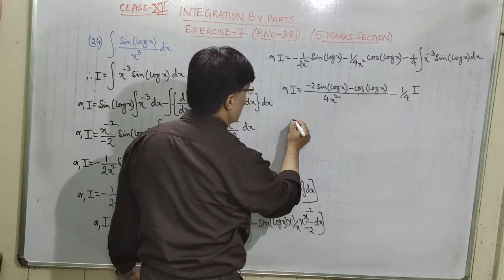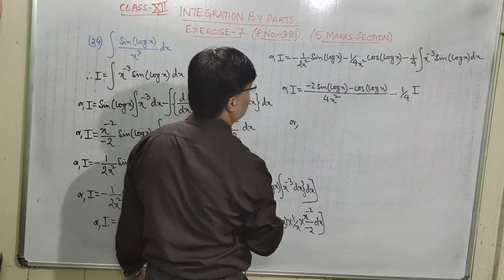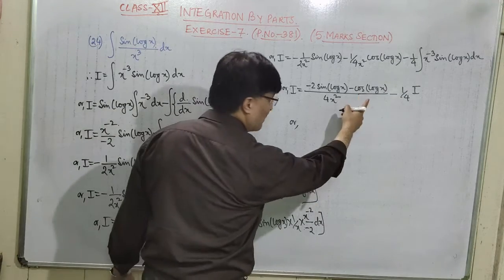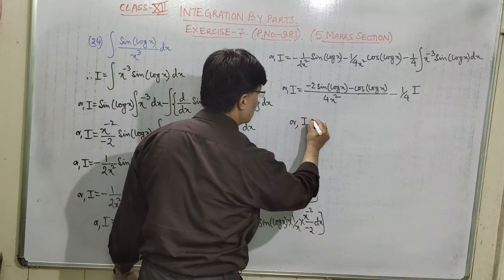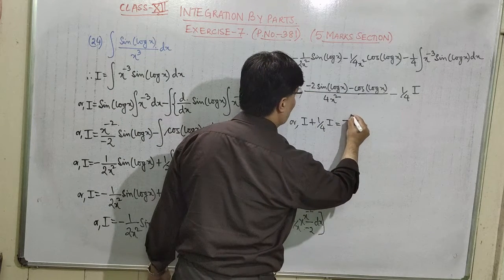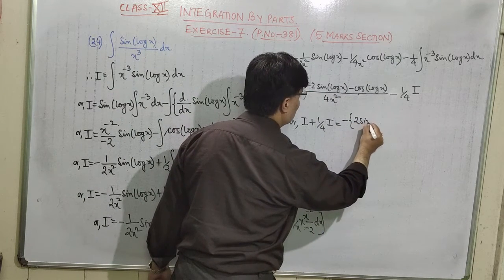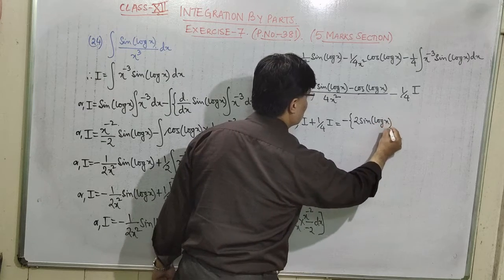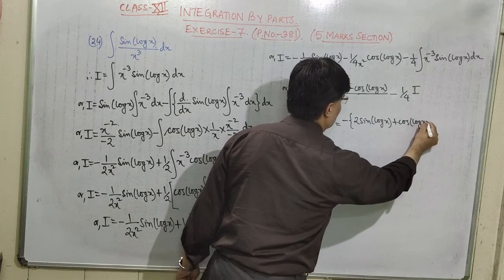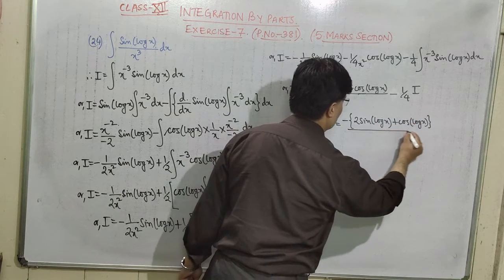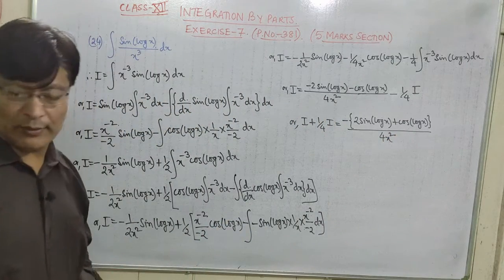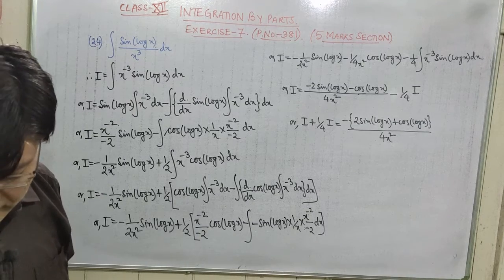Okay. So now next, what will you do? This minus 1/4 I is taken to the left hand side. So I plus 1/4 I is equal to, your minus is taken common. So within second bracket we have 2 sine of log x, minus to minus plus, this is cos of log x. This whole divided by 4x square. So now let us simplify it again.